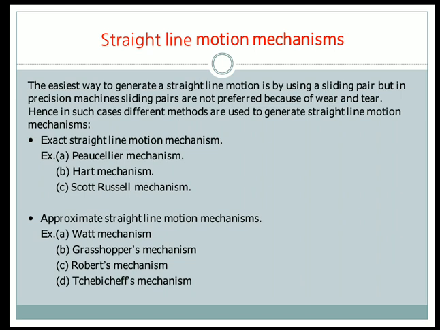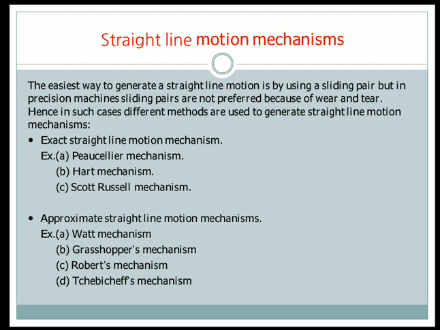But in precision machines, sliding pairs are not preferred because of wear and tear. There will be wear and tear of the machine parts, so they won't prefer this type of mechanism. Hence in such cases, different methods are used to generate straight line motion mechanisms.